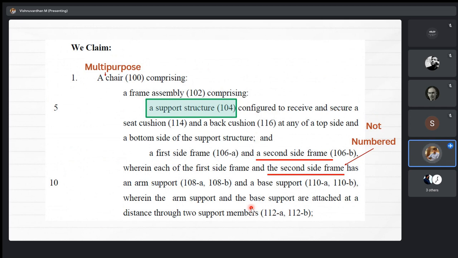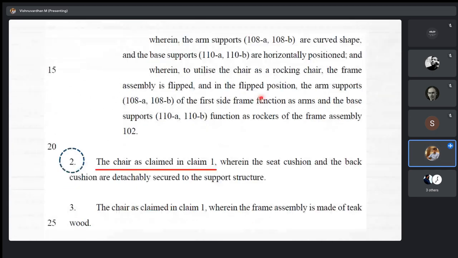I know this claim looks very complex compared to what I already showed you guys, but don't worry, it's pretty much the basics only. They have again listed a chair from the title, comprising, which is the transitional phrase, and then the elements for the body. Here they've listed two elements only, the frame assembly itself and then a first side frame, and then they've added more details to it. That's it. It's pretty much the same thing.